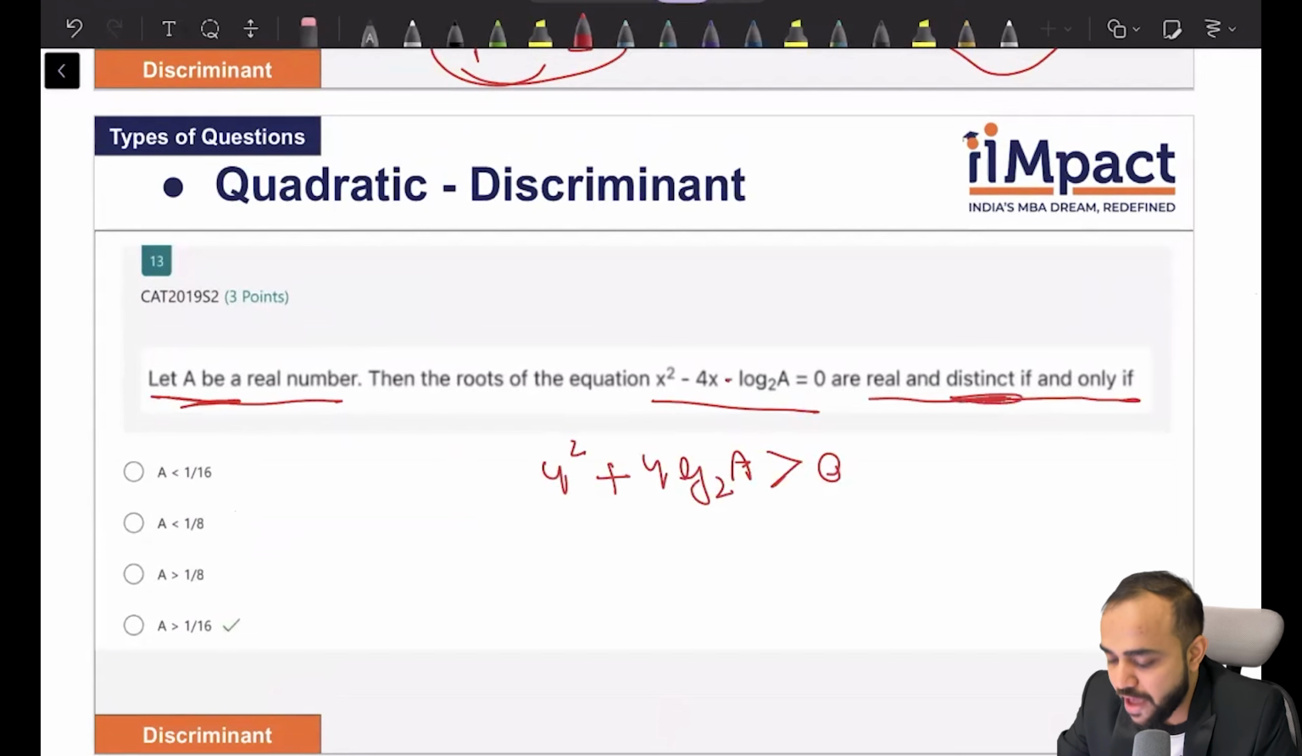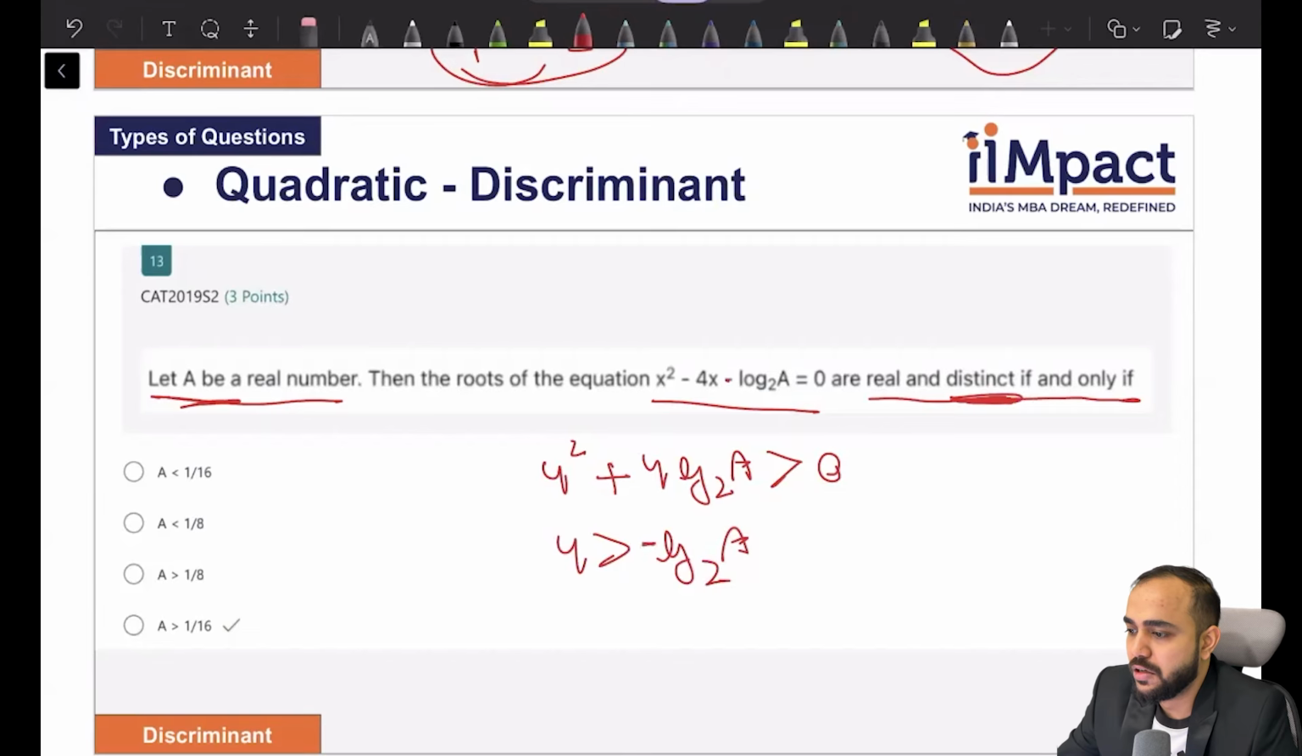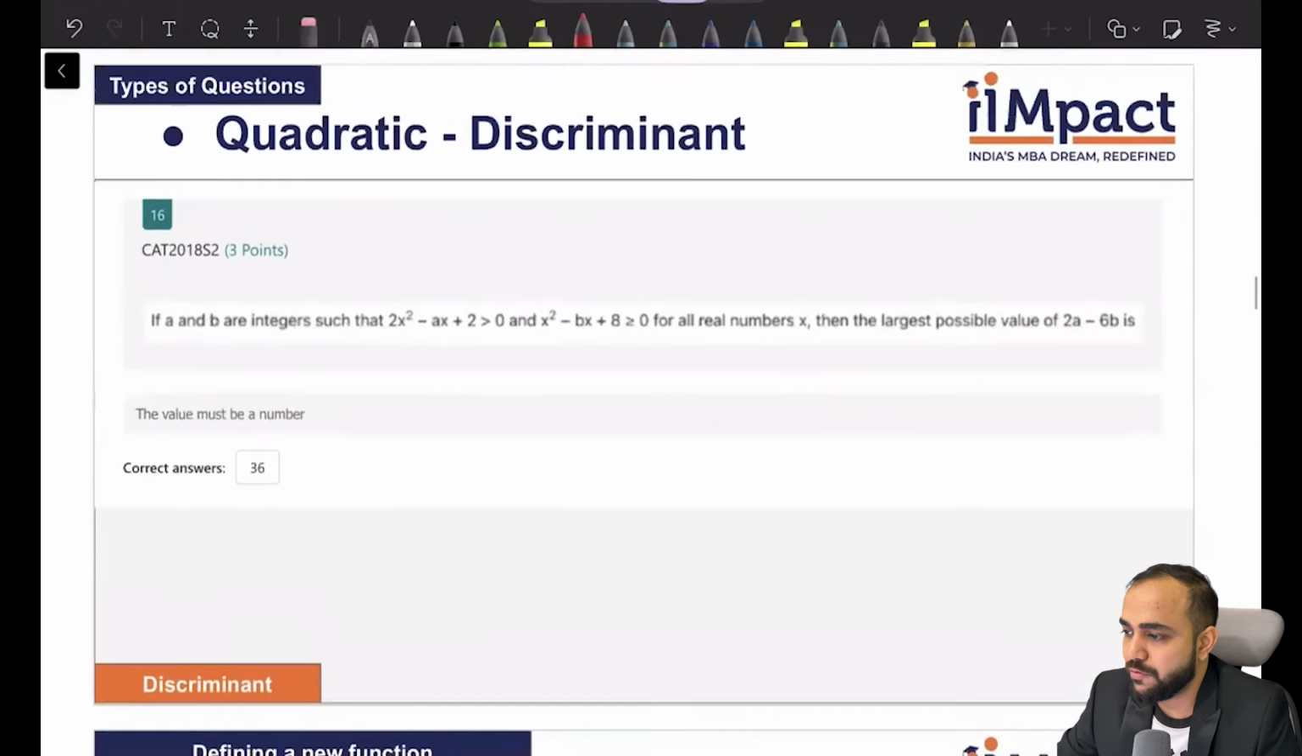No, because you have been pointed out that the roots have to be distinct. So from here you can cancel out 4, 4 is greater than or equal to minus log a base 2. So from here you can get your answer. All right, one more question.